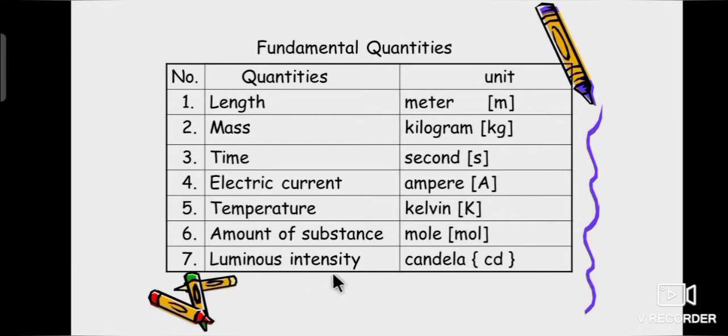See the picture. Seven quantities are called fundamental quantities. What are they? Length, mass, time, electric current, temperature, amount of substance and luminous intensity. So these are the fundamental quantities.